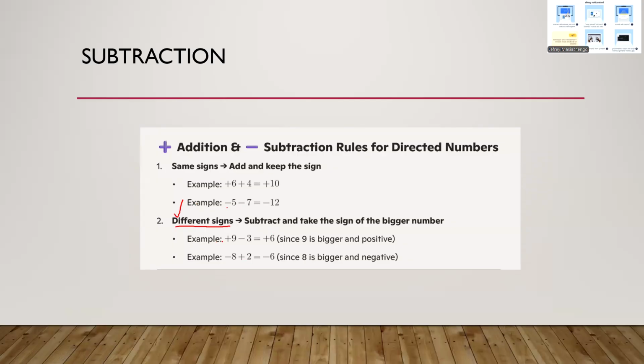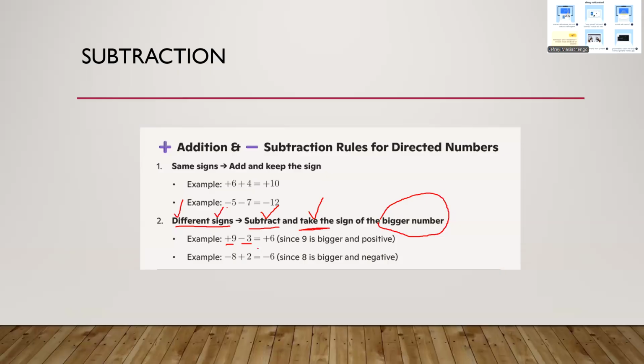If signs are different, look at the situation. We've got plus 9 minus 3. What do you do? You subtract, normal subtraction, and then take the sign of the bigger number. Get the rule right. If signs are different, what do you do? Subtract and take the sign of the bigger number.